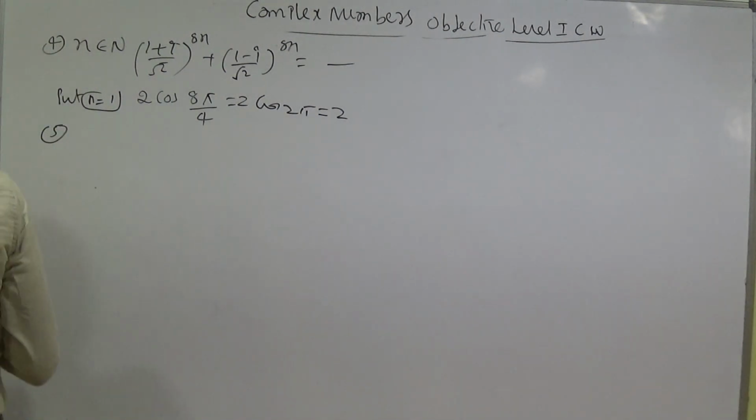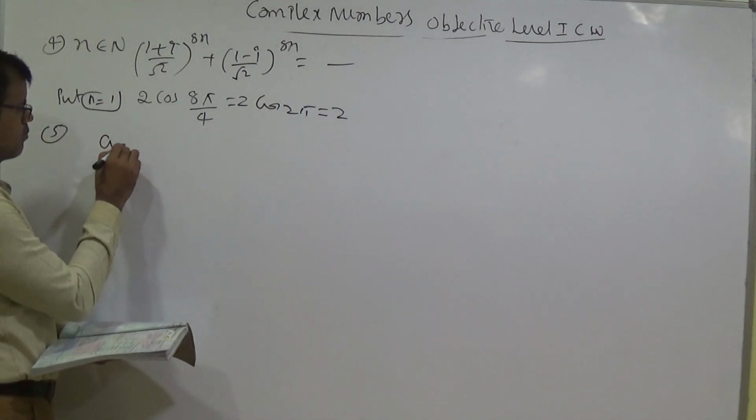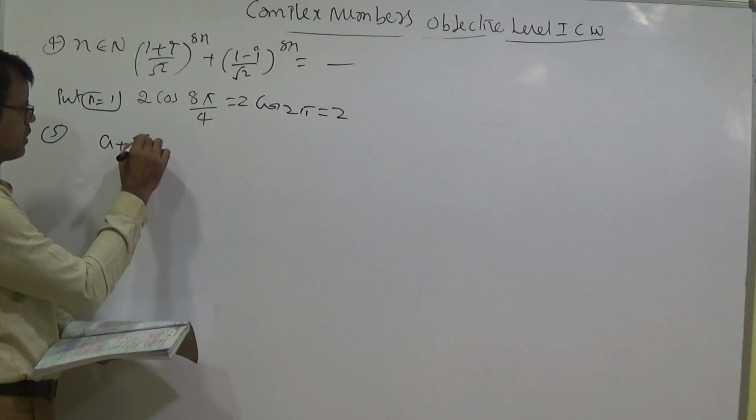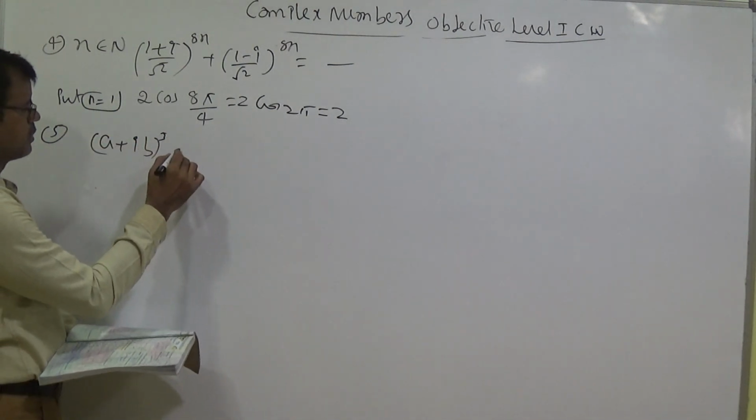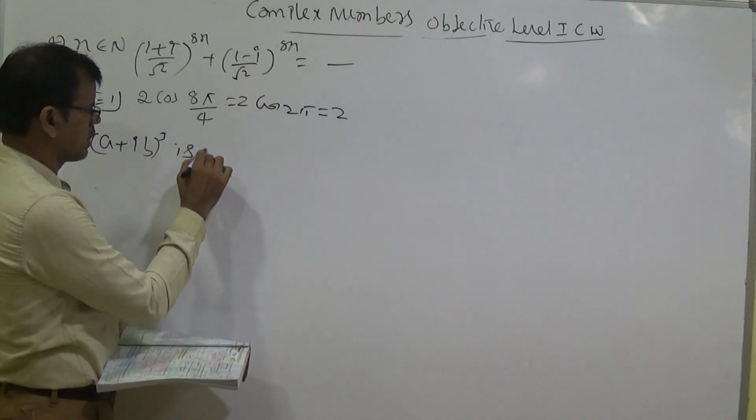Fifth question. The condition for the cube of a plus ib to be a real number. Cube of a plus ib is a real number. So a plus ib whole cube is a real number.